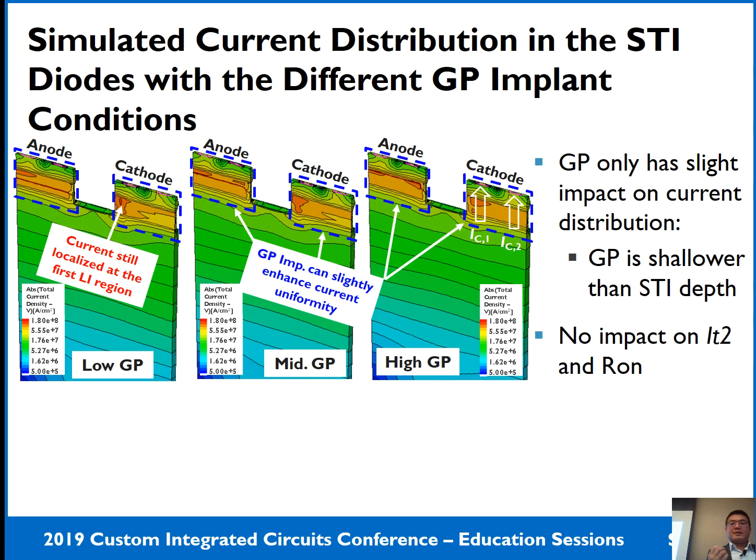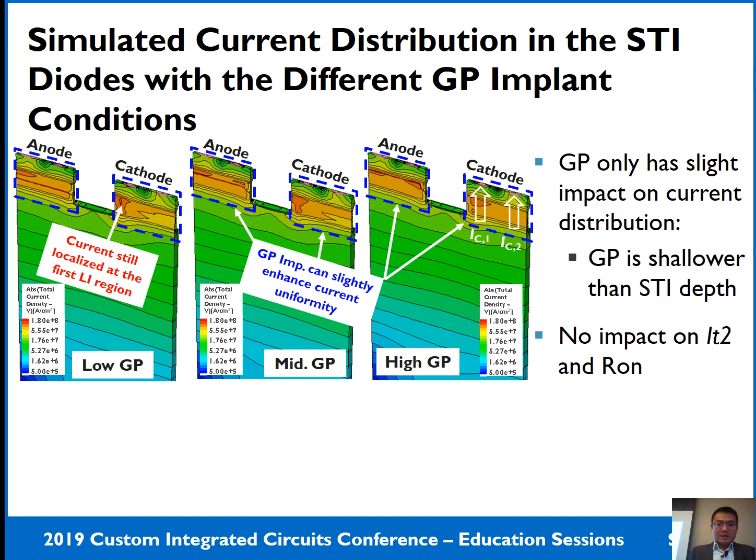Now let's look at the STI diode. First, the ground plane implant only has a slight impact on the current distribution inside this fin structure, because the ground plane implant is shallower than the STI depth. So finally, it has no impact on the IT2 and the Ron in the STI diode.